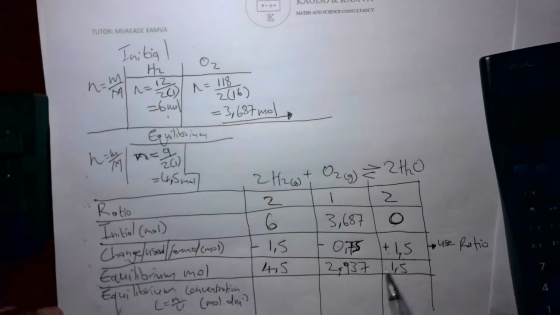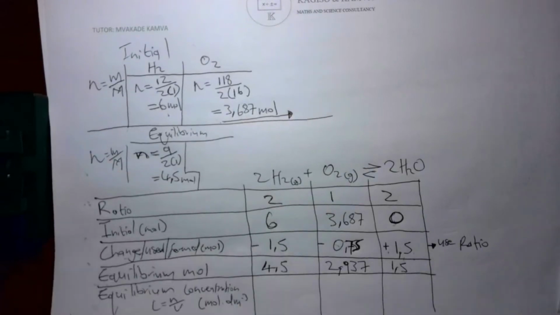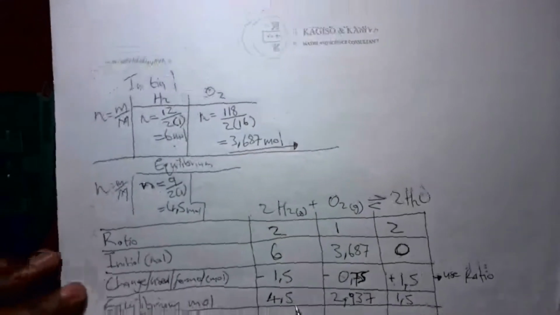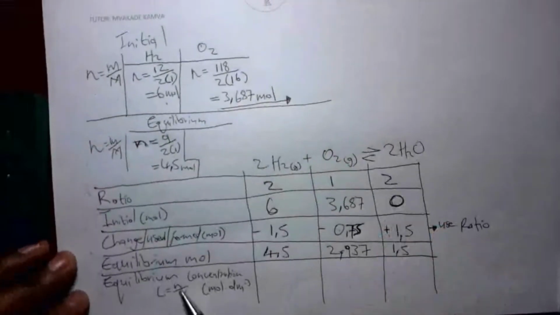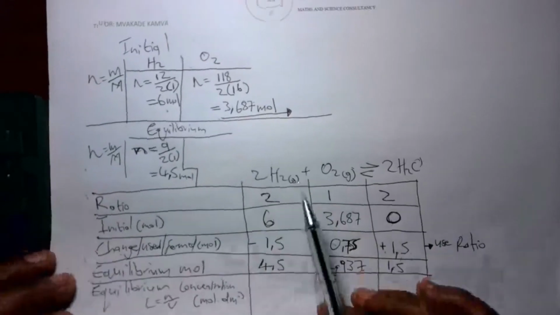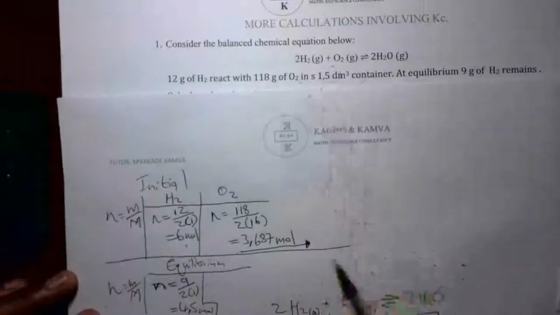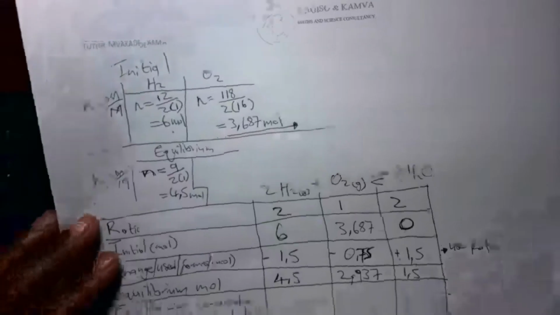Now we have the amounts at equilibrium, but for Kc we are not using moles. We are using what? Concentration. Okay, so we have to convert these moles to concentration using this formula. C equals to N over V. Okay, so now where is the volume? We are told that they react in a 1,5 decimeter cube container. Okay, so the volume is 1,5.